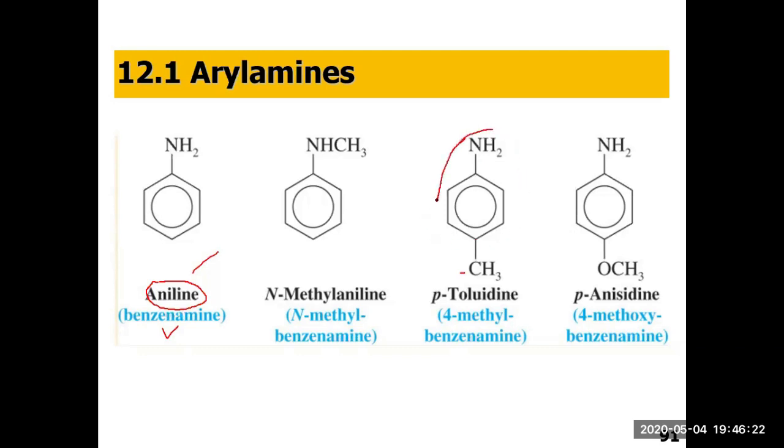So you would recognize that this one is actually your benzenamine. So you would also recognize that the methyl group is in the fourth position with respect to this carbon. So we can have a para substitution. Now, the name for this one can be written as 4-methyl benzenamine. Or the common name for this is para-toluidine.